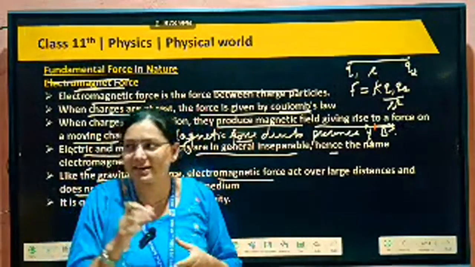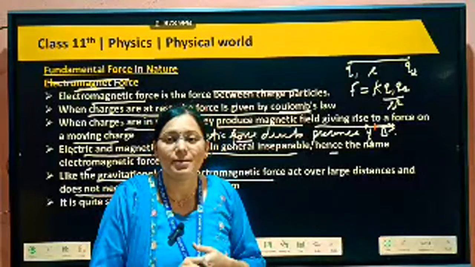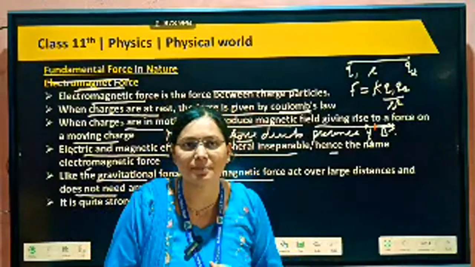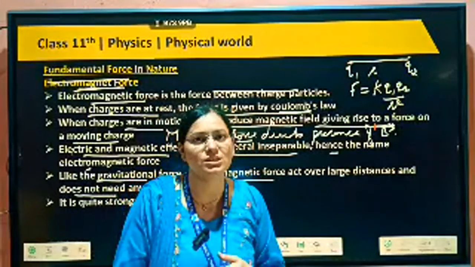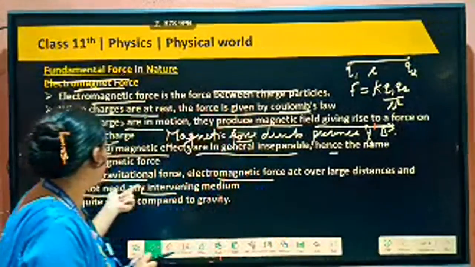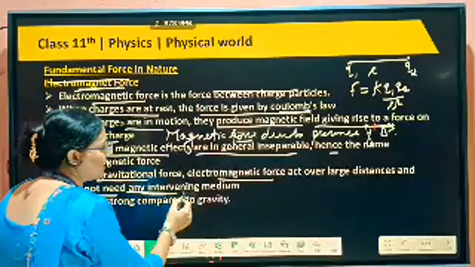Here also, in our atmosphere there is air. Yes or no? The medium is air. But if there is no air, then this force will still act. Here it does not matter whether a medium is there or not. Without a medium also, this type of force will act. So here also, beta, just like the gravitational force, it does not need any intervening medium.